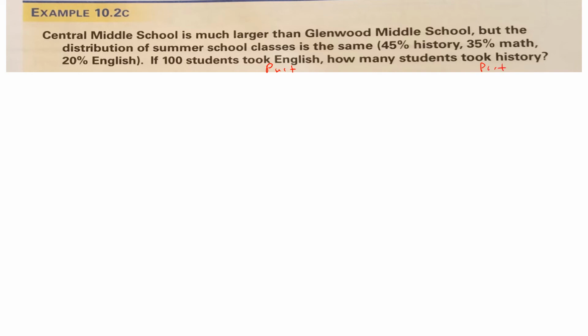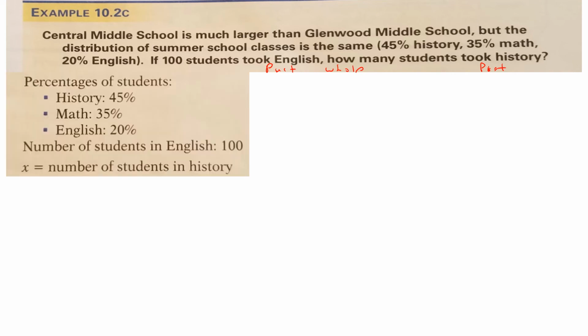So before you can find out what this part is, you've got to find out what the whole is. So this is going to be where you have to do a couple of things. So let's write down what we know. We know history is 45%, math is 35%, English is 20%. We know the number of students that took English is 100, right? This is 100. And they're wanting to know how many took history.